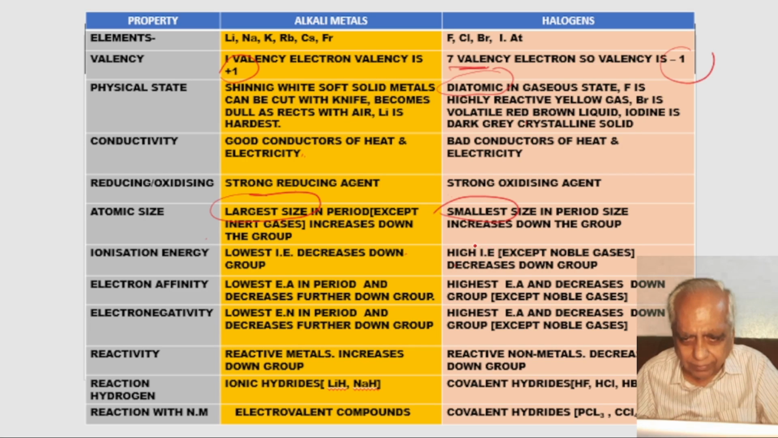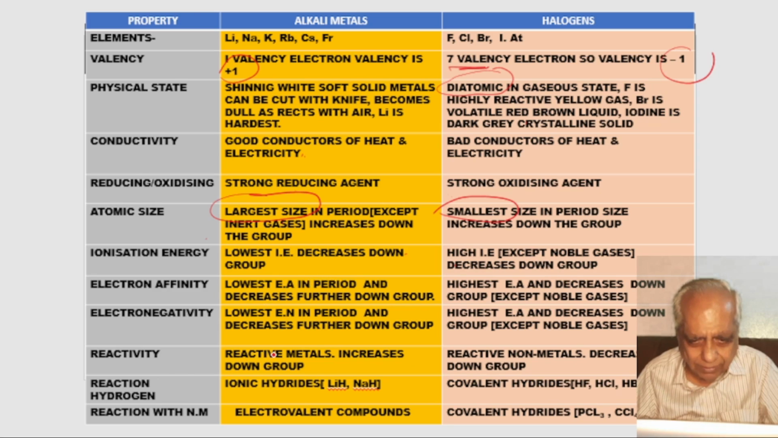Except the noble gases. Then electron affinity, as I told you, all these things are always the same. The reasons are the same, because metallic properties go on increasing down the group for alkali metals, and for halogens it decreases down the group. Non-metallic property decreases, metallic property increases.